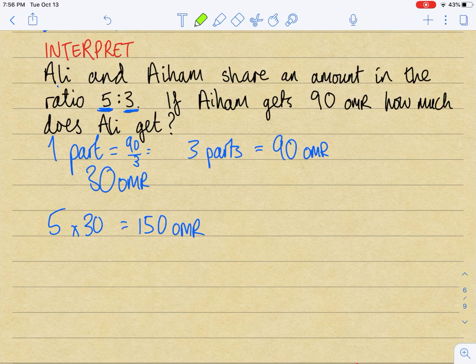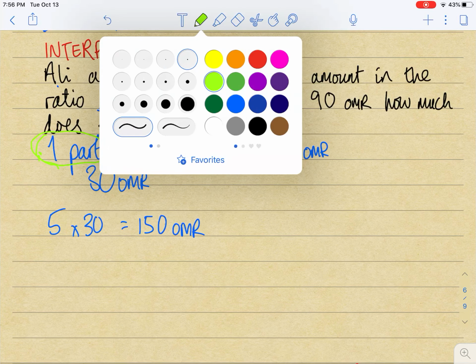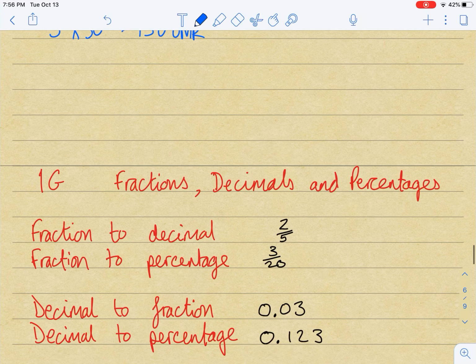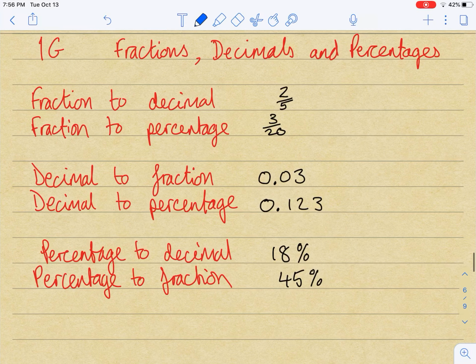But the real crucial thing here is to try and work out 1 part. If you work out 1 part, all the questions become easy. There are many different ways they can ask these questions, but pretty much every time, finding 1 part is the best way to get your solution. Okay, that's about all there is for ratio.